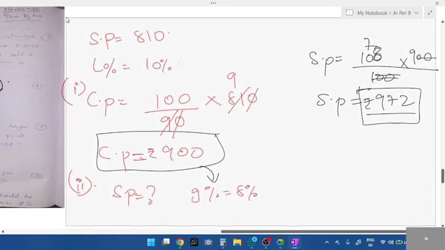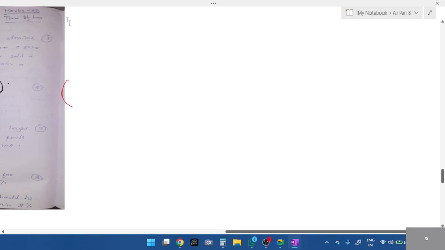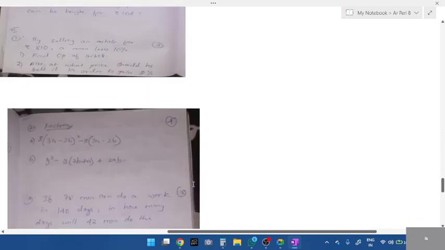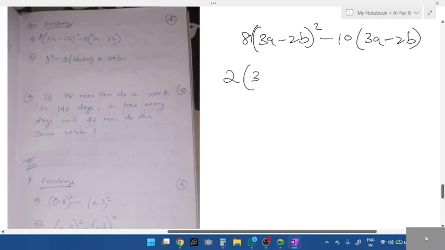Shall I do the next one? All of you completed? Don't write everything, students. Just go through your answer, cross check. If anything is wrong, change that part. Okay, next one. Factorize. 8 into 3a minus 2b, which... what is common for 8 and 10? 2 is common. Bracket 3a minus 2b.